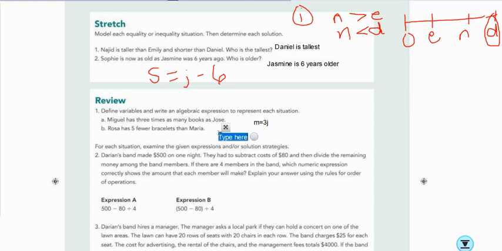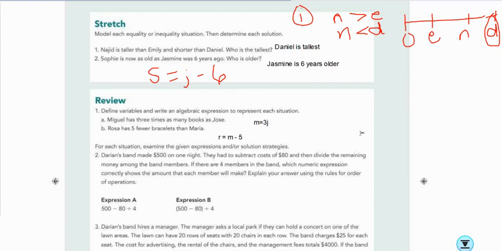Next one, B, Rosa has 5 fewer bracelets than Maria. So Rosa, R, equals 5 fewer. So that's going to mean I've got a minus 5, but fewer than what? It's going to be fewer than Maria. So Rosa is equal to Maria minus 5. This should be a lowercase m. Just as a quick reminder, when we're doing variables, we generally use lowercase m's.